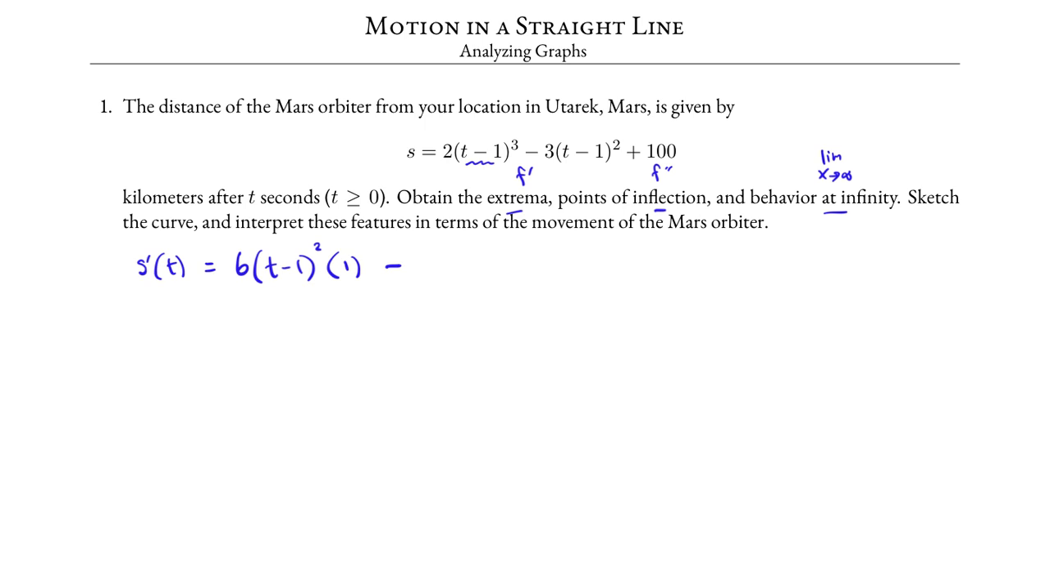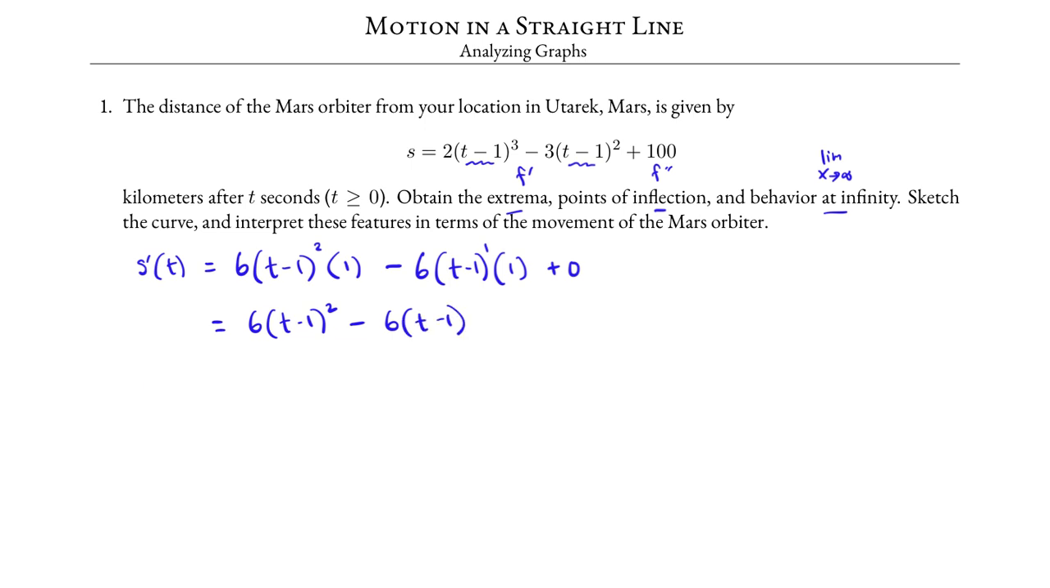Minus the derivative of the second term, which is 3 times 2, which is 6, times t minus 1, lower the power by 1, and then multiply by the derivative of the inside function. The derivative of t minus 1 is 1. And for the third term, the derivative of the constant 100 is 0. Simplifying this, we have 6 times (t minus 1) squared minus 6 times (t minus 1).